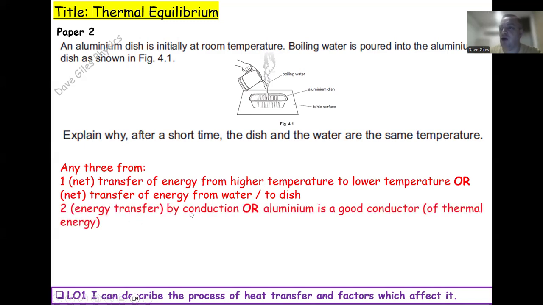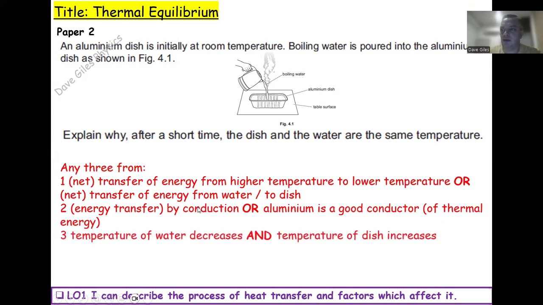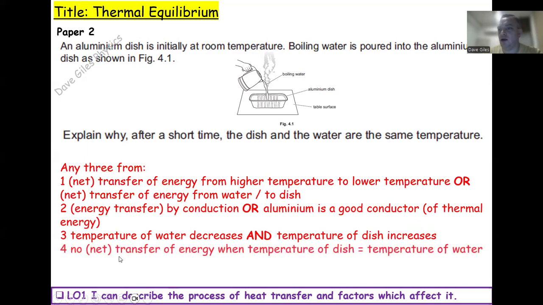The second potential mark: by conduction, or aluminium is a good conductor of thermal energy. Third: the temperature of the water decreases and the temperature of the dish increases. You have to have both of these points for the third mark. And for the fourth potential mark: no net transfer. I say net because there is still energy transferred both ways, but the overall energy transfer is 0. So no net transfer of energy when the temperature of the dish equals the temperature of the water. If you got 3 of those points out of the 4, you got full marks.